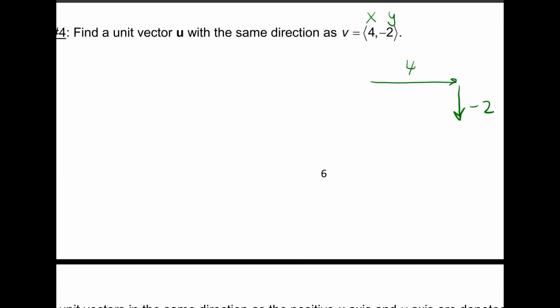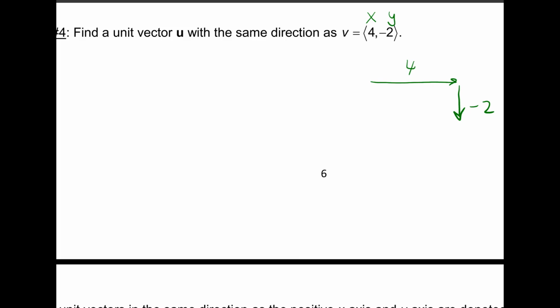No, I'm not drawing it exactly to scale, but I labeled the numbers. And then I can find the length, the resultant, mathematically.